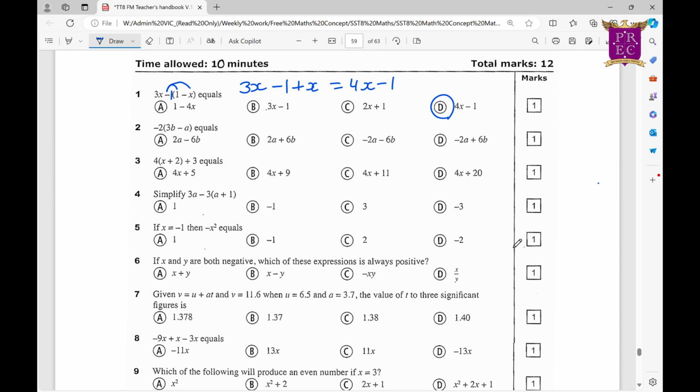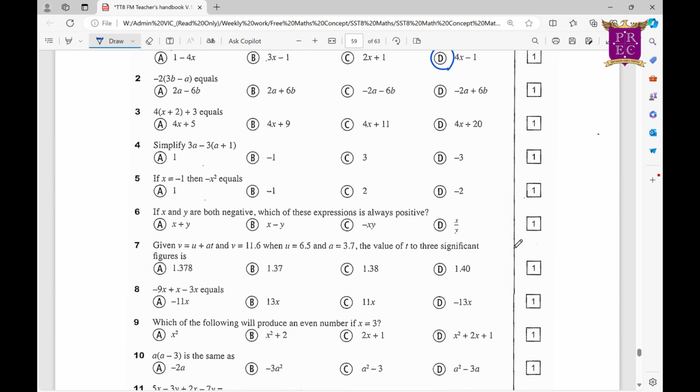Alright, question 2 again asks us to expand, and so -2 times 3b is -6b, and -2 times -a is positive 2a. And because they want the a to be at the front of the expression, we can just arrange it and it'll just give us 2a minus 6b, which gives us answer A.